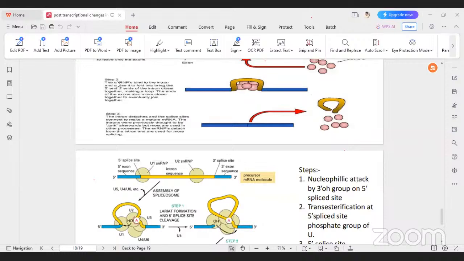mRNA is made from the DNA. That is called transcription. This transcription process takes place inside the nucleus. But while preparing the RNA, the required genes as well as some unwanted genes are also transcribed, in the form of introns.